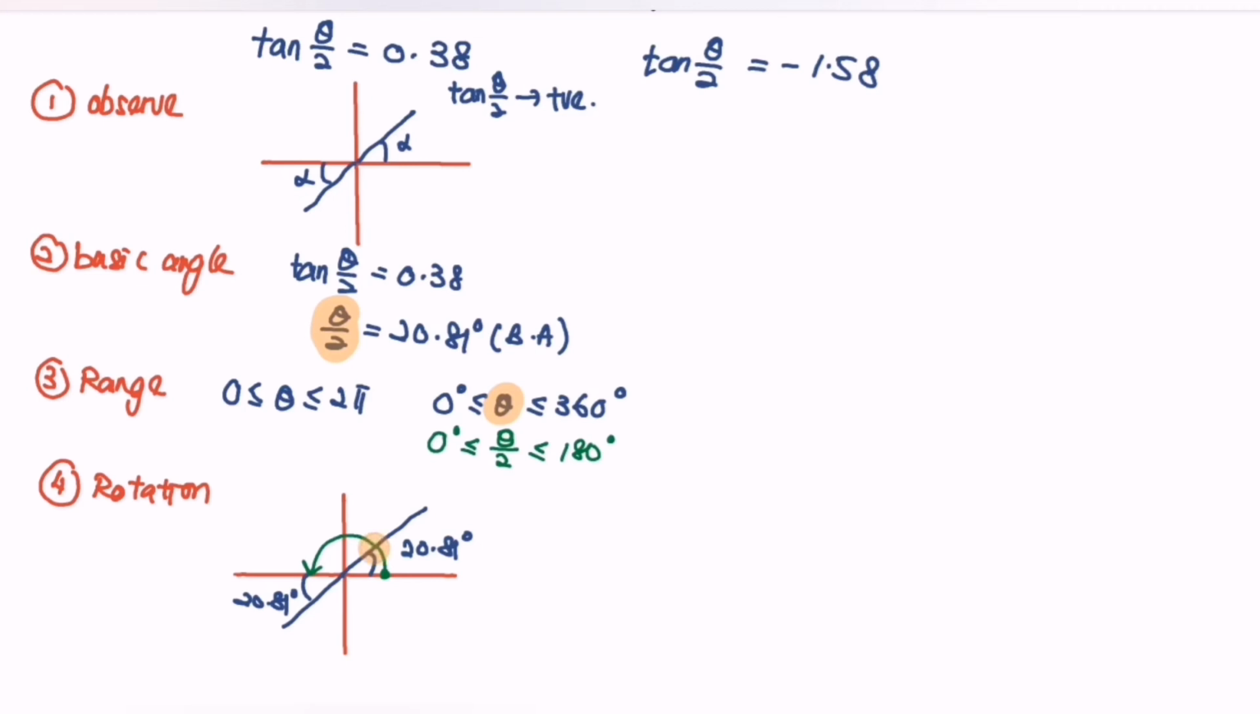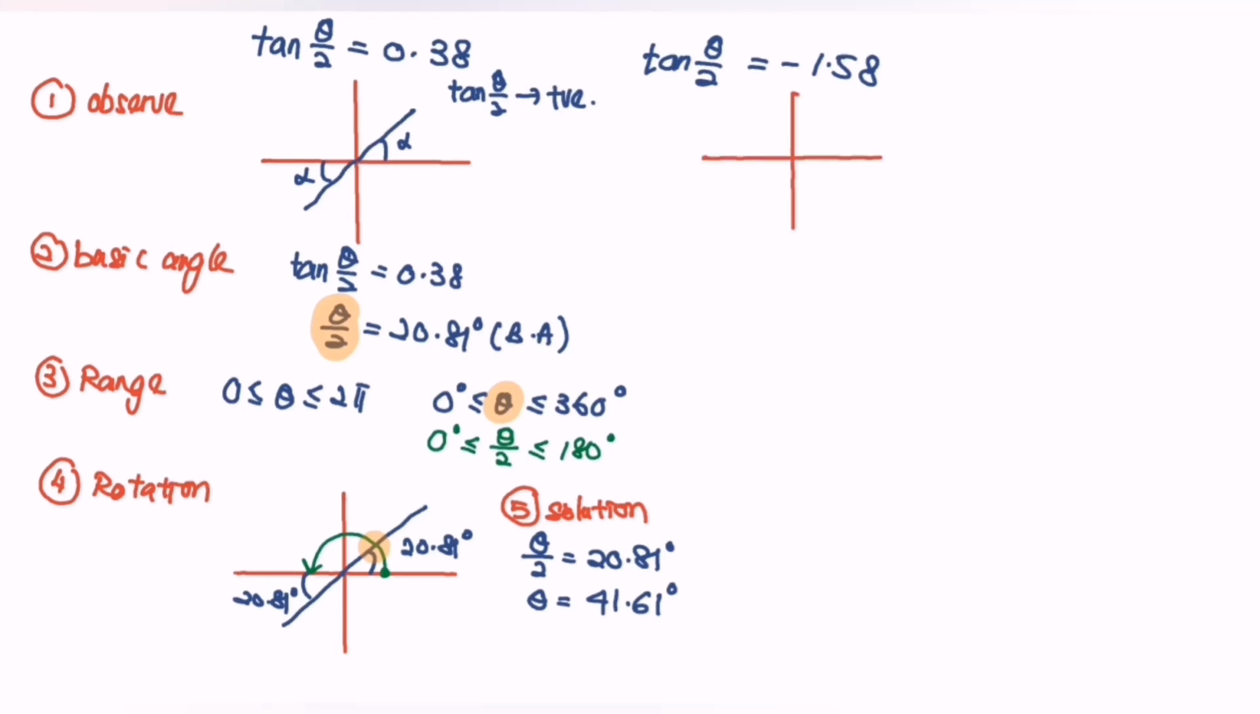So finally, step number 5, which is the solution. So my answer would be theta over 2, which is equals to 20.81. And theta will be equals to 41.61 degree. So that will be the left hand side. So now we are going to shift to the right hand side, where we have tangent theta over 2 is equals to negative 1.58. So step number 1, observe the situation.